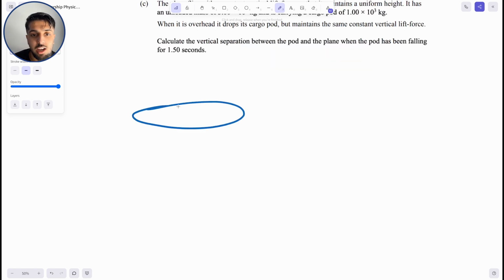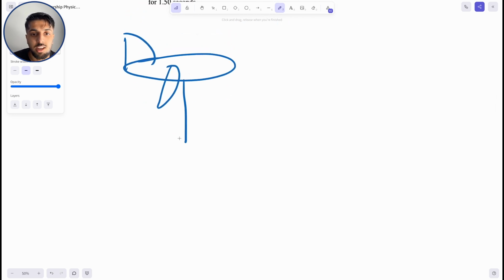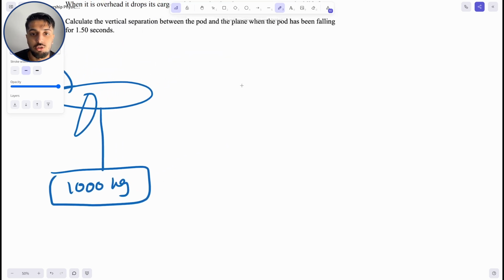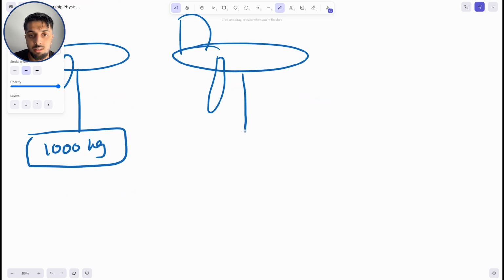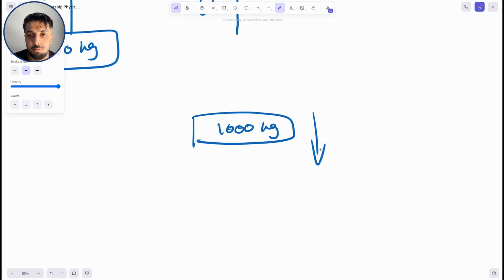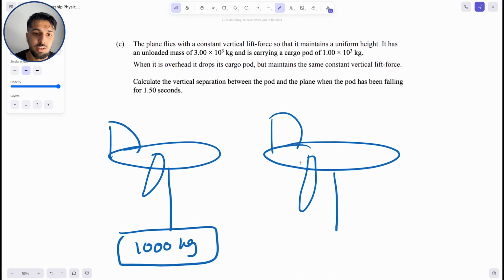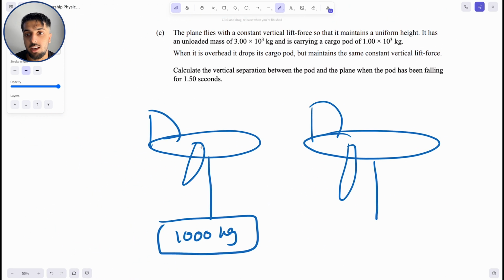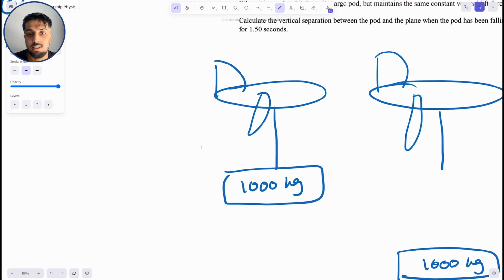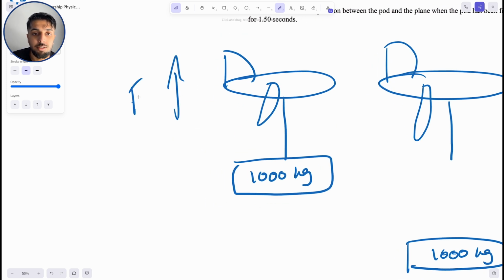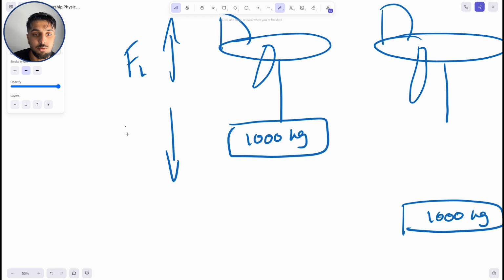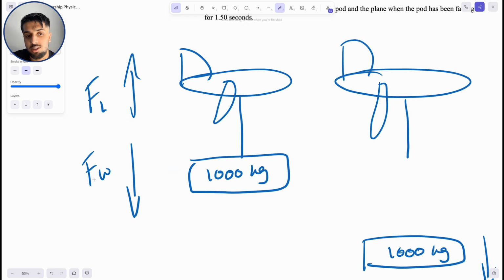Okay, so in this scenario, we have our plane, and that plane is carrying a cargo of 1,000 kgs. Afterwards, the plane then drops that cargo. So the cargo is now falling, and because initially the plane is maintaining a constant uniform height, its lift force, Fl, is going to be equal to its weight force. So there's no net force, and therefore there's no acceleration, and so it stays at a constant height.